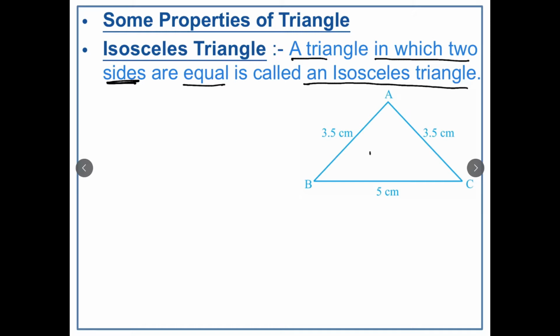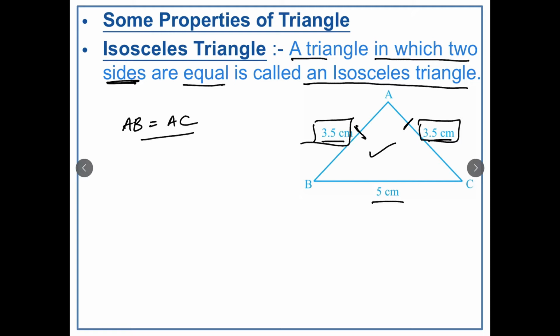For example, you can see this triangle here. The length of the side AB is 3.5 centimeter. Also the length of the side AC is 3.5 centimeter, while the side BC is 5. As you can see, these two sides are each 3.5 centimeter. That means side AB is equal to AC, and that means this triangle is an isosceles triangle. If you find this condition in any triangle, that one pair of sides is equal, that triangle will be called an isosceles triangle.